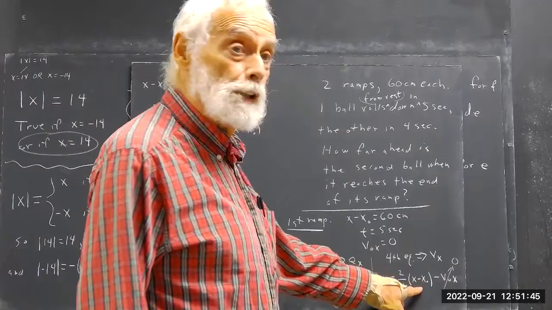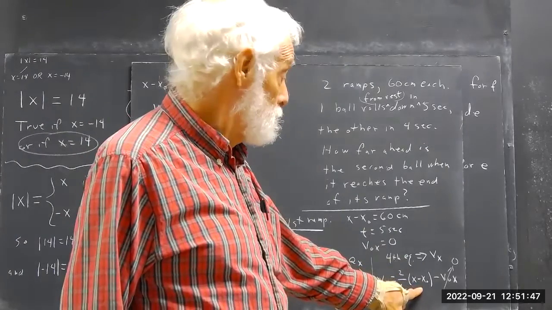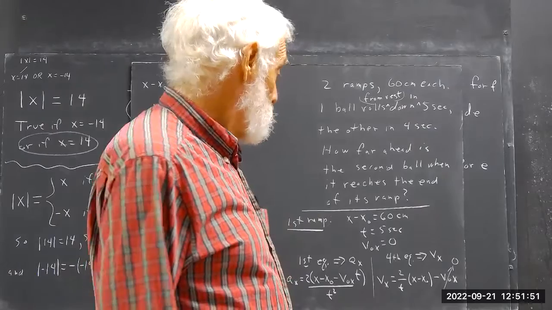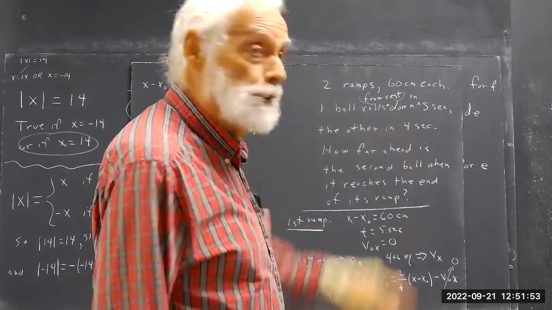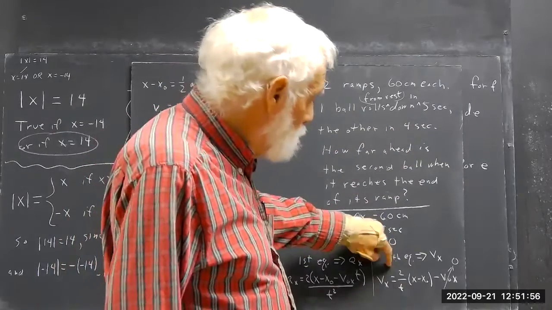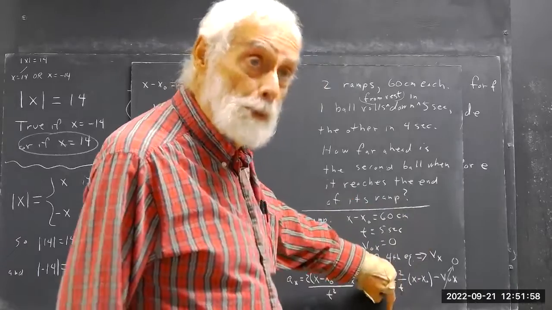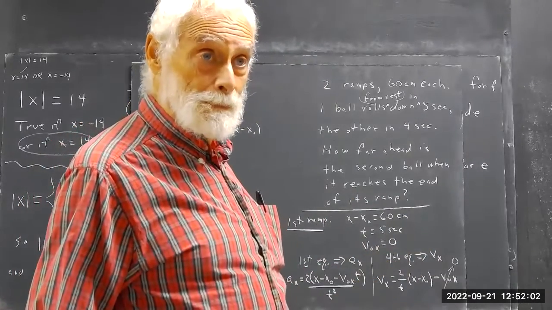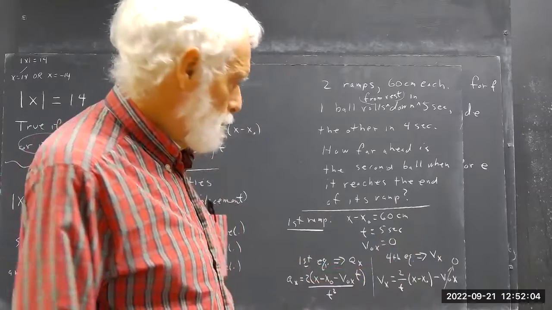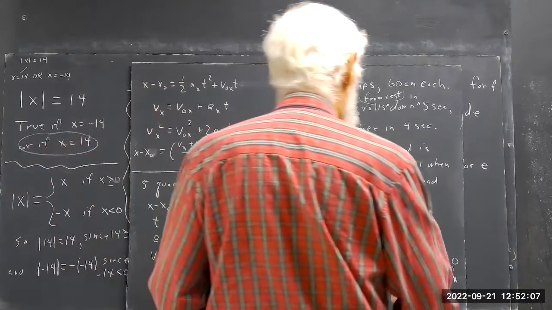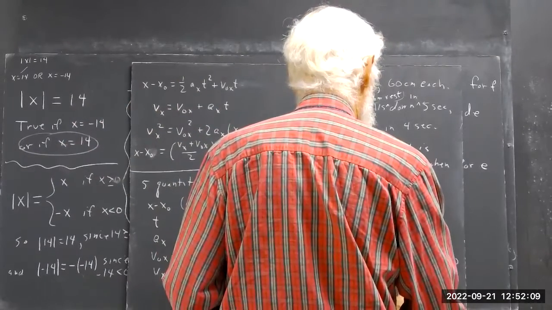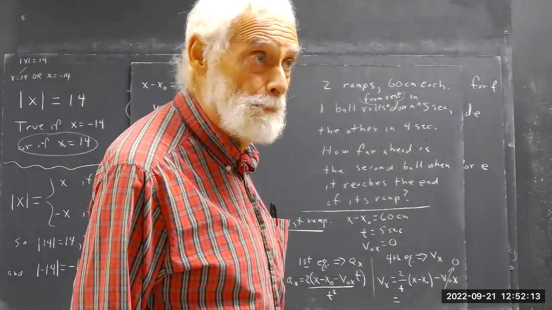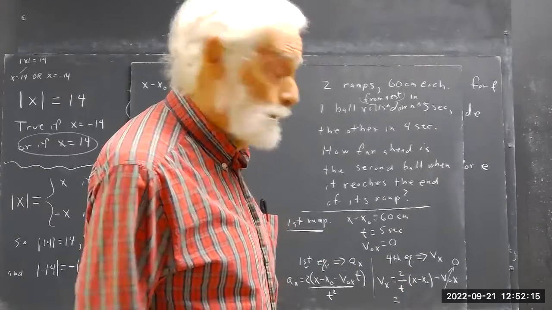We know x minus x naught, it's 60 centimeters. We know t, it's 5 seconds. So we have 2 times 60 centimeters divided by 5 seconds. Now, if you write that out, it becomes really clear. But that's algebra that everybody knows how to do. So this is 120 centimeters over 5 seconds, okay, which is 24 centimeters per second.